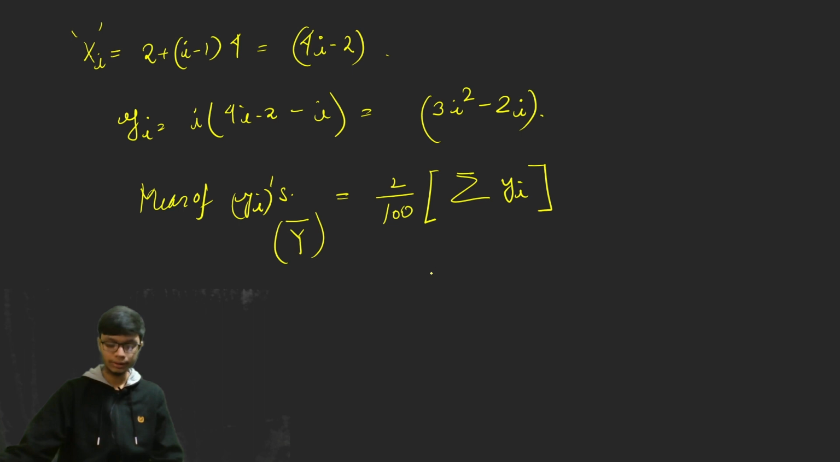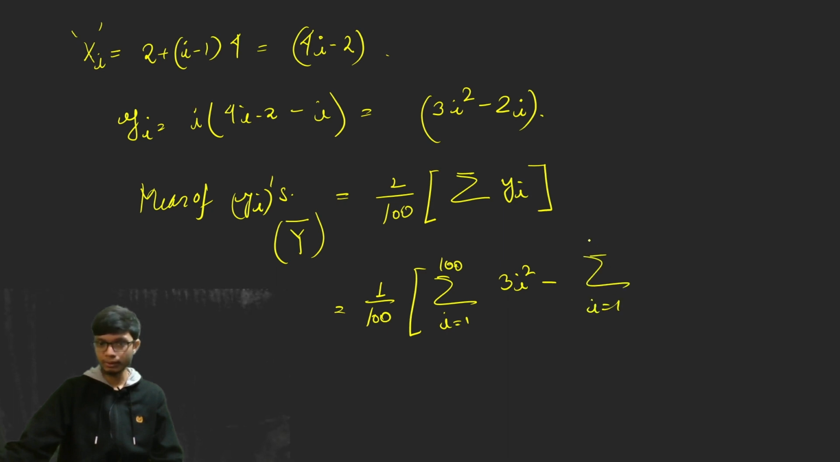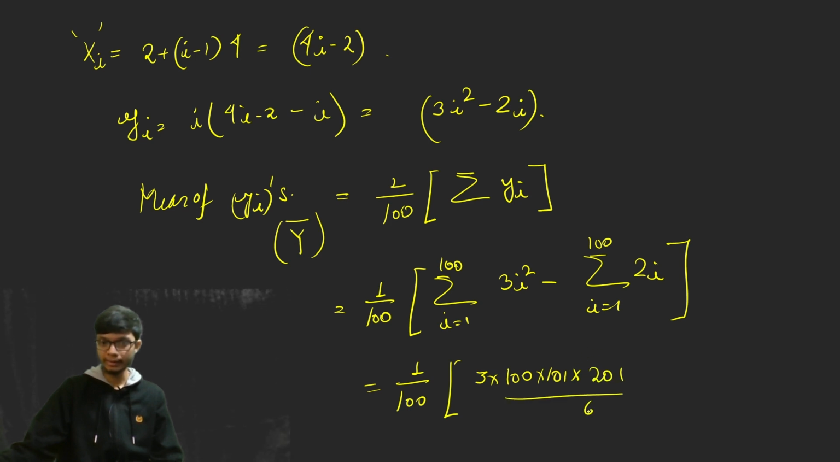If I write the mean of yi as y bar and the mean of xi as x bar, then from here I can write this as 1 by 100 times the summation, where i belongs to 1 to 100, of 3i square, minus the summation, i belonging to 1 to 100, of 2i. So if you simplify this result, that is 1 by 100 times, for 3i square you can write 3 into 100 into 101 into (2 times 100 plus 1, that is 201) divided by 6, minus 2 times 100 into 101 divided by 2.